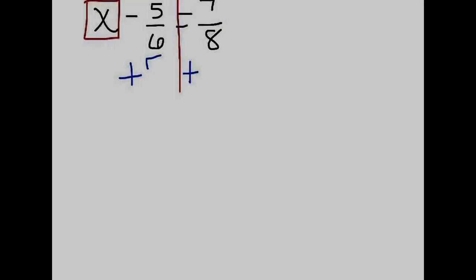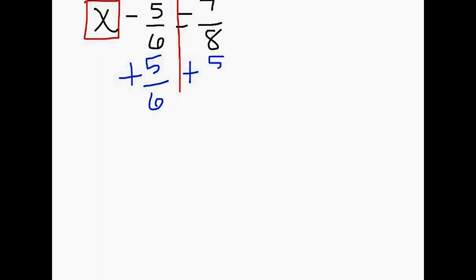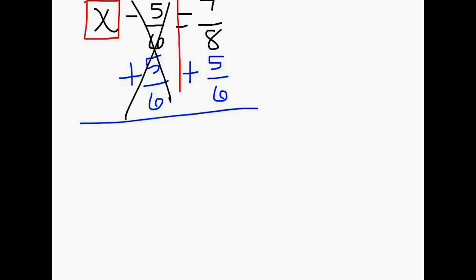We know we want to get x all by itself. We want it in isolation or solitary confinement. It's in a box. So we need to get rid of that 5/6. So we're going to do the inverse operation, which is addition, on both sides of our equation. And we're going to add the 5/6 on both sides. When we add 5/6 and subtract 5/6, they equal zero. So we'll be left with x on this side.